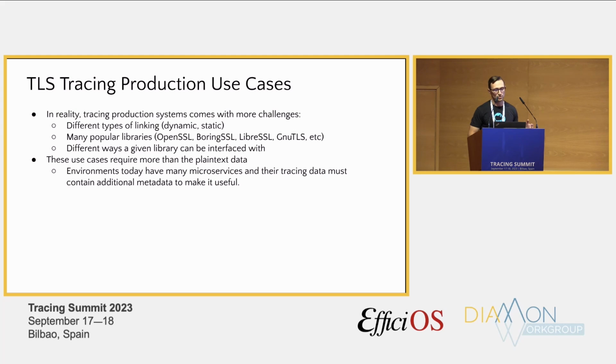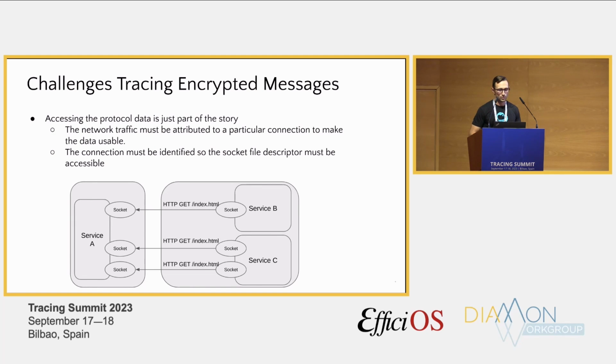When we're trying to surface how your microservices are behaving in production, we need metadata to make this data usable. So, talking more about the challenges, like I mentioned, protocol data is just part of the story. We actually need to be able to tell where the network traffic occurred from, and so we need some form of connection identity in order to make it usable.